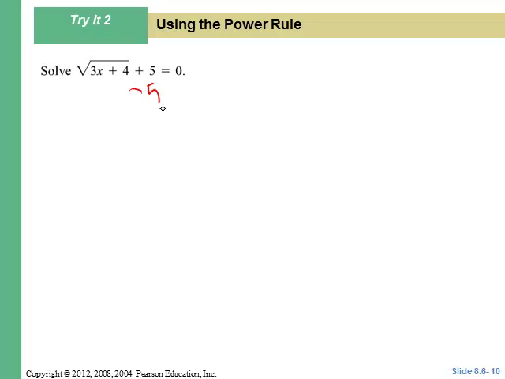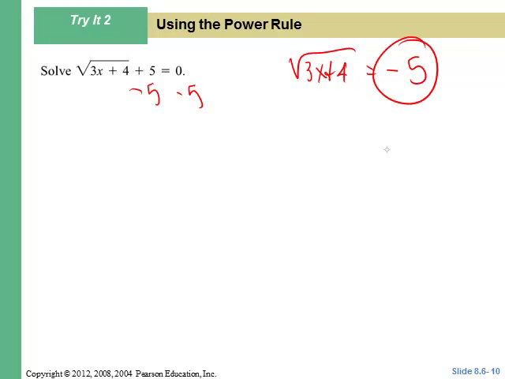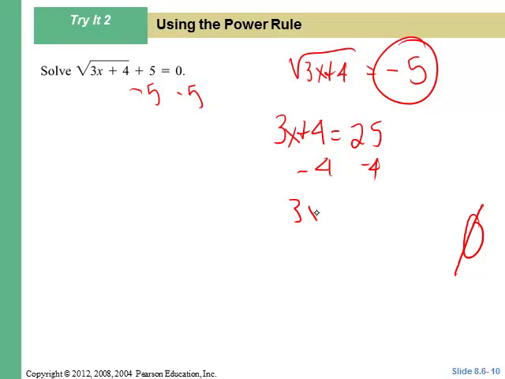Okay, so subtract 5 from each side. Square root of 3x plus 4 equals negative 5. Whenever you see the negative, you know the answer is the null set. Let's just check it to make sure. So square both sides. 3x plus 4 equals 25. Subtract 4 from each side. 3x is 21. X is 7. 3 times 7 is 21, plus 4 is 25. The root of 25 does not equal negative 5. That's why it's the null set.